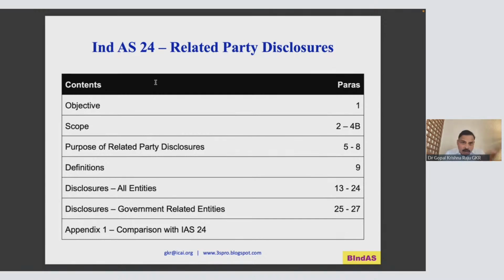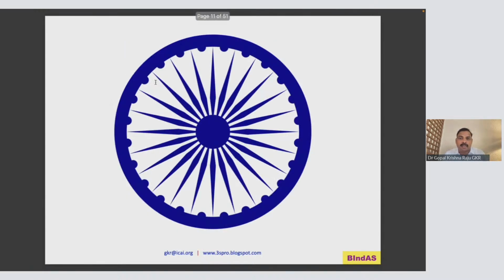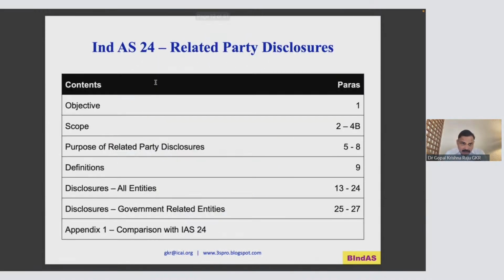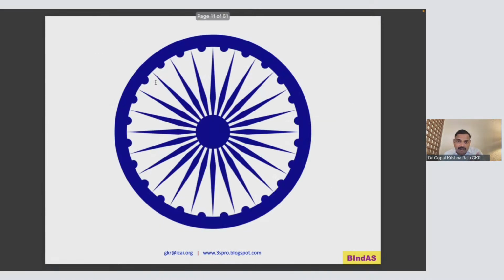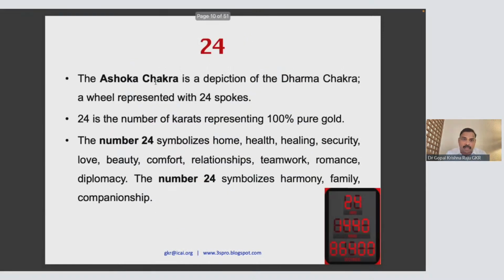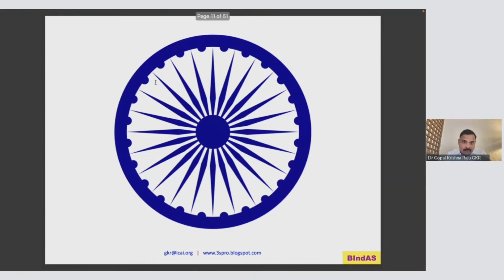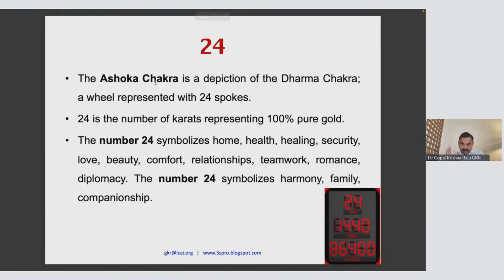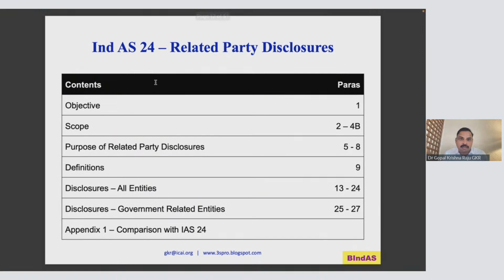Now, before I venture into this particular subject, I want to make one analogy. This IndAS 24 is connected with our Ashok Chakra. Ashok Chakra also has 24 spokes. And in a day, we have 24 hours. And 100% purity means we say 24 carat. So 24 relates to related party, and it is quite an interesting number.